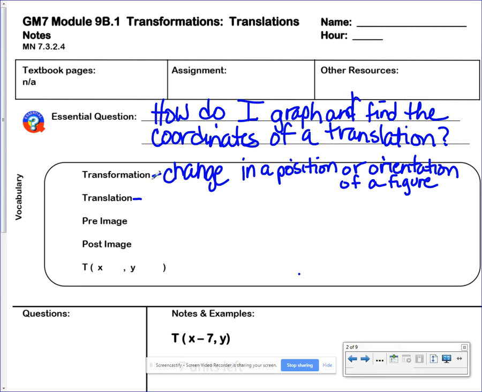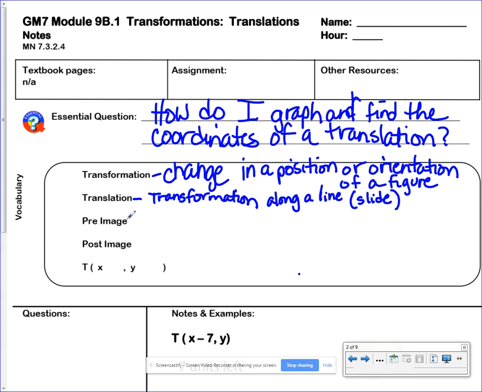So this covers many different types of changes in position. We can have rotations, reflections, dilations. Today, though, we're going to start with what's called a translation. So first of all, a translation is a specific kind of transformation, and it travels along some sort of line. We often just call this a slide. We're going to slide it somewhere else to a new position.